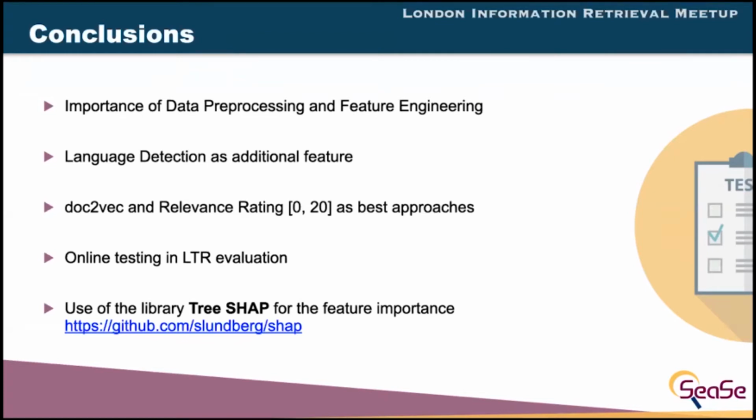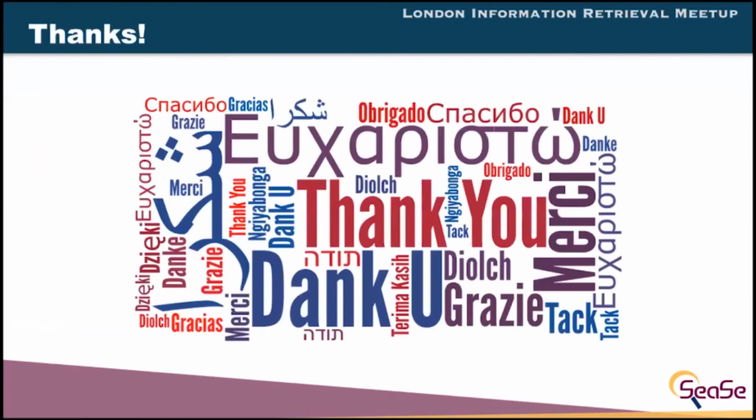And then a further study could be conducted using the library TreeShap that gives an explanation of the model behavior, and in particular, how each feature impacts the model output. So thank you for your attention.